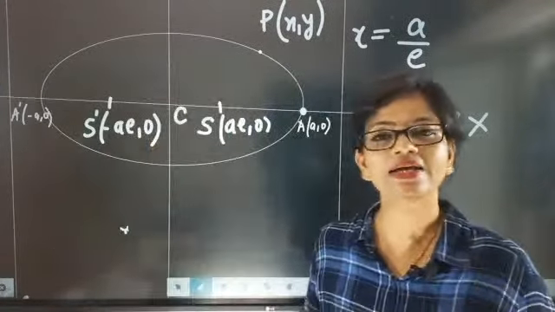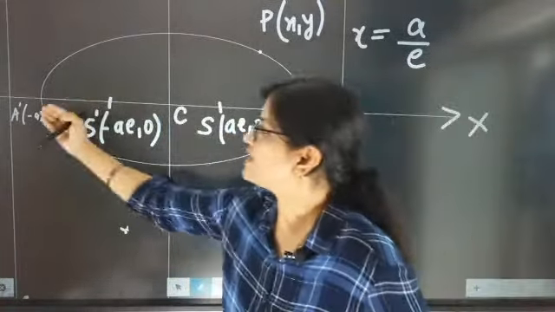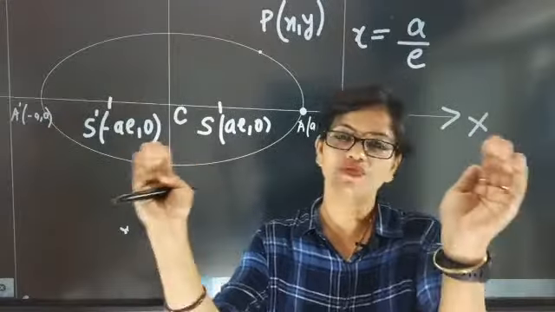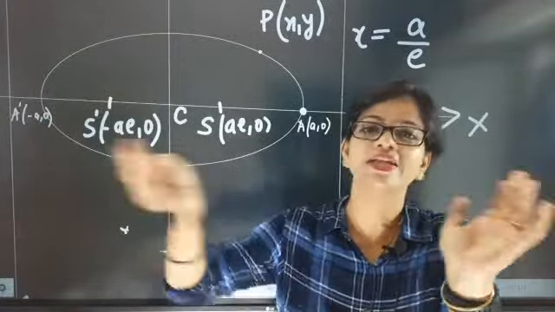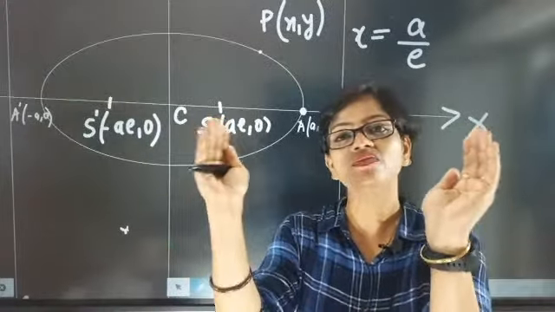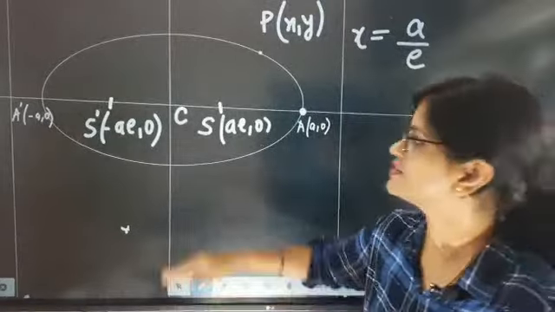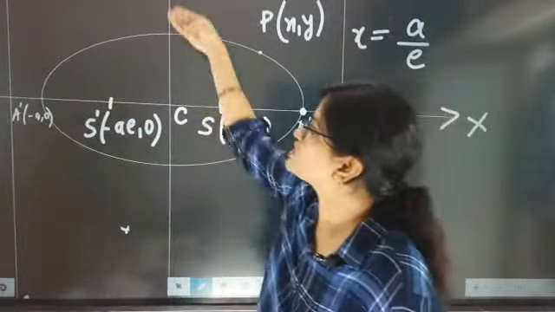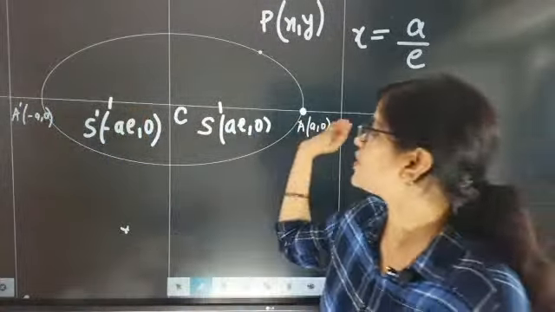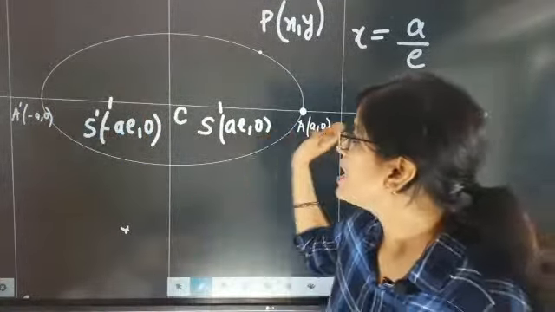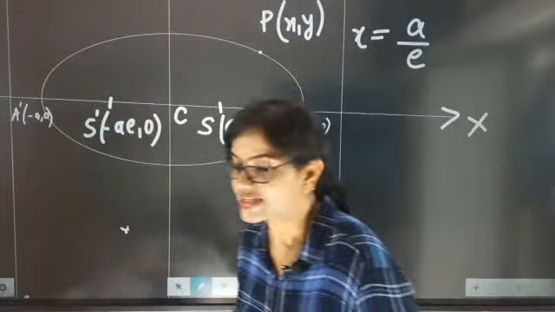So the vertices are (a, 0) and (minus a, 0) on the major axis. The part of the ellipse where the foci will be there, that part will be called the major axis. So this part right now is called the major axis. Opposite to the major axis comes the minor axis. Here on the x-axis the foci will be there, so the x-axis will become the major axis. The y-axis will have the minor axis.